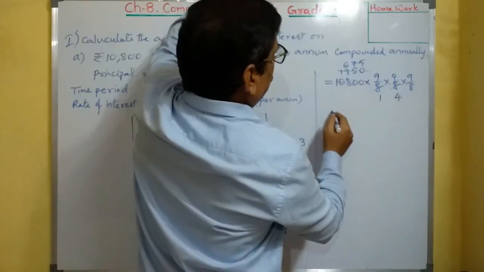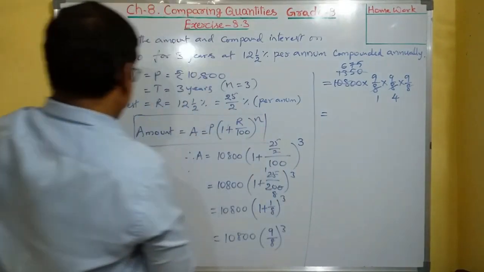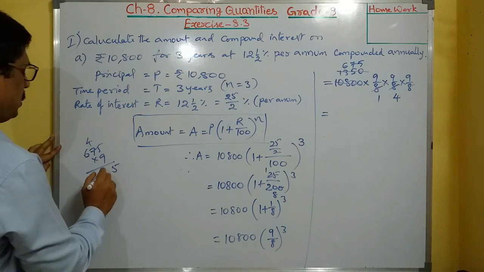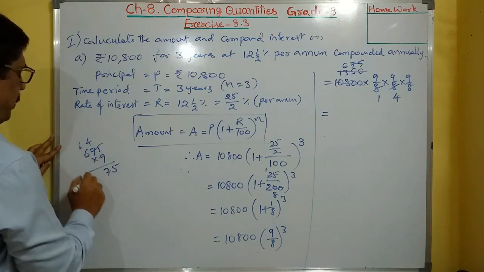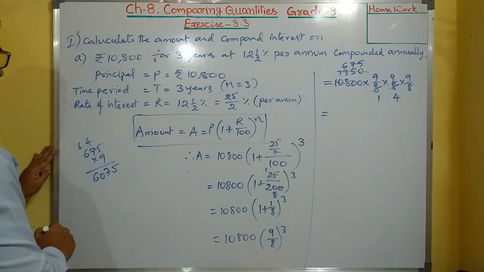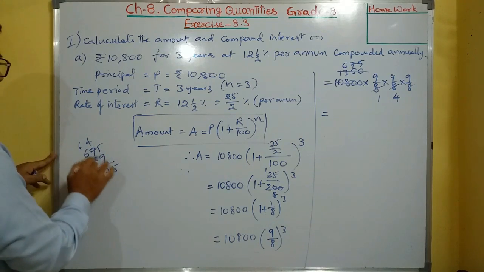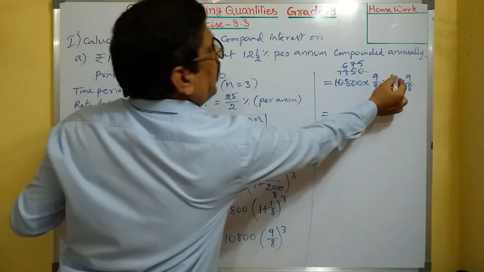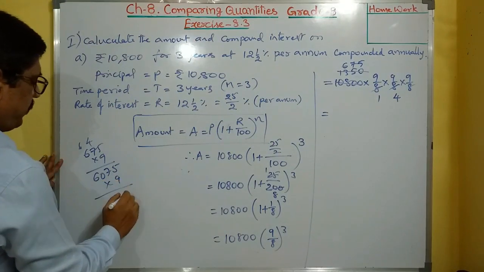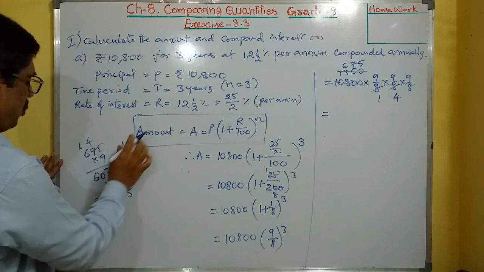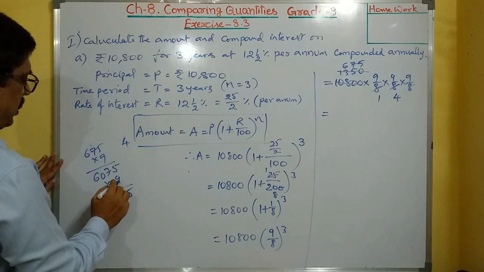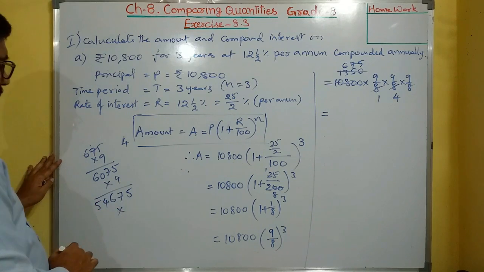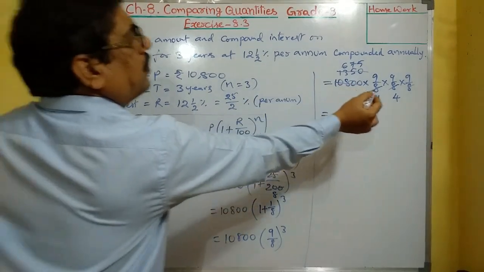Okay. So let us simplify this. 675 into 9. 9 fives are 45. 9 sevens are 63 plus 4, 67. 9 sixes are 54 plus 6, 60. Once again into 9: 9 fives are 45, 9 sevens are 63, 67, 9 sixes are 54 plus 6, 60. Once again, 9 fives are 45, 9 sevens are 63, 67, 9 sixes are 54. Now again we need to multiply with 9.